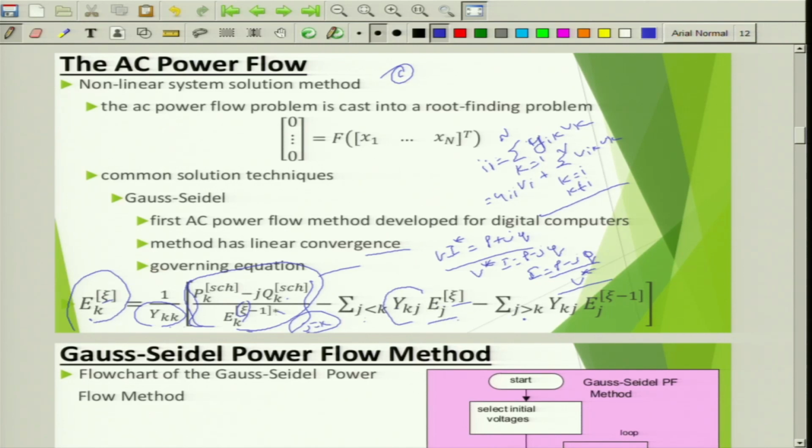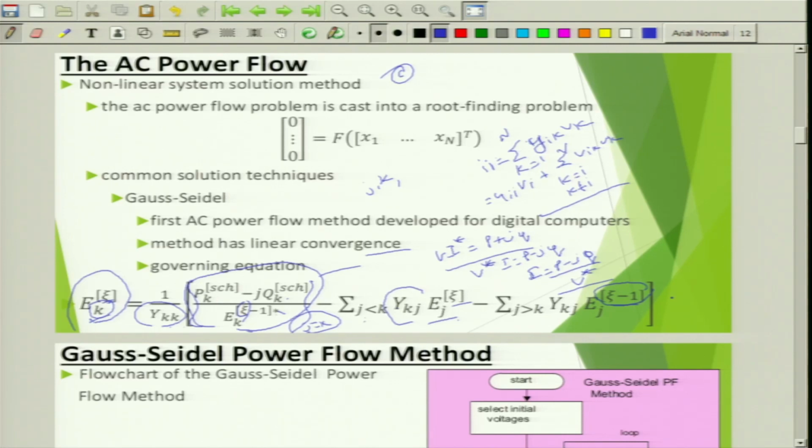minus the summation over j greater than k of Ykj Ej, where you can see zeta minus 1. Zeta minus 1 means we do not know the future one. After j comes k. So when we are at the kth level of iteration, we already know the previous level of voltages, so that is why we consider zeta. For j greater than k, we do not know, so we consider the assumed initial values. So it is zeta minus 1.